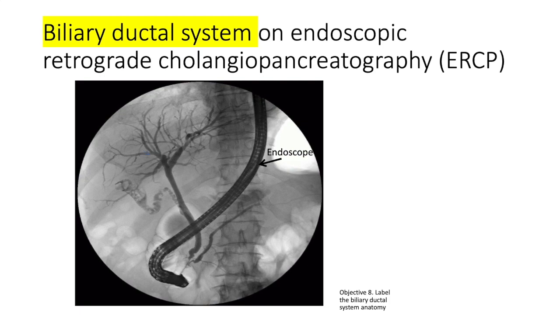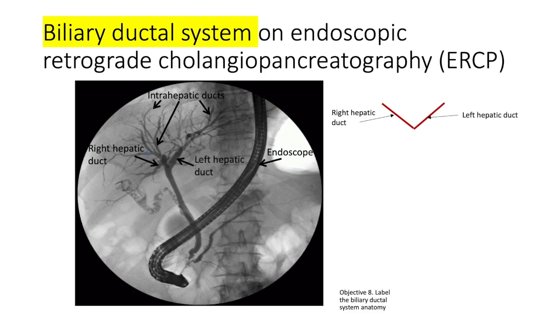So now we're going to talk about the biliary ductal system on an ERCP. So it's good to know what type of imaging this actually is. And so the snake-like structure is going to be our endoscope. And now we're going to label all of our ducts. So this is going to be our intrahepatic ducts. And then we're going to start labeling our right hepatic duct. And then our next one will be our left. And this is going to be labeled on the screen itself.